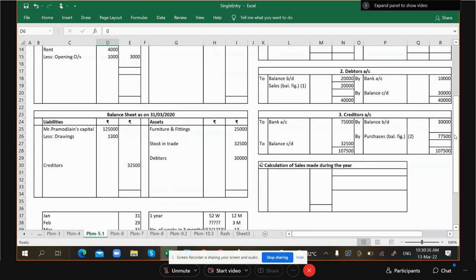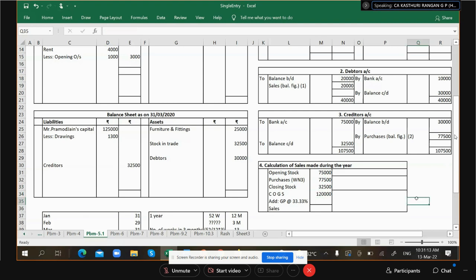For that we have to prepare working note number 4. Friends, you know the formula: opening stock plus purchase minus closing stock is equal to cost of goods sold. Add gross profit, you will get the sales. Correct? Total sales you will get. Now in this problem, opening stock is available, 75,000. Purchase is only credit purchase, 77,500. Closing stock is also given, 32,500.